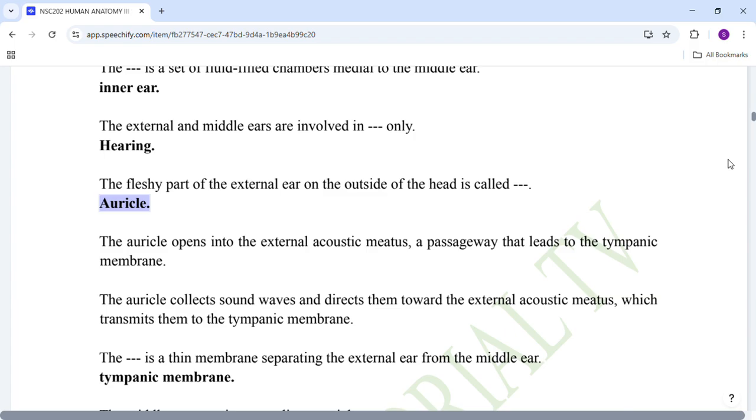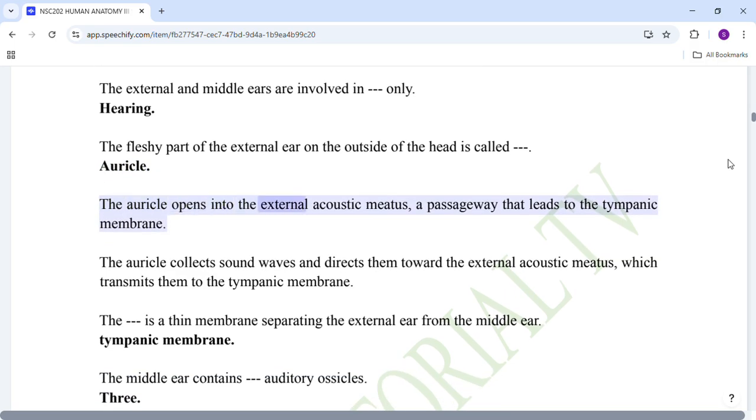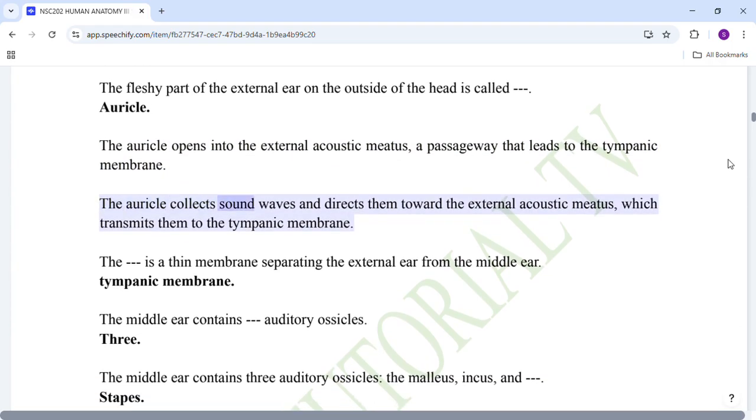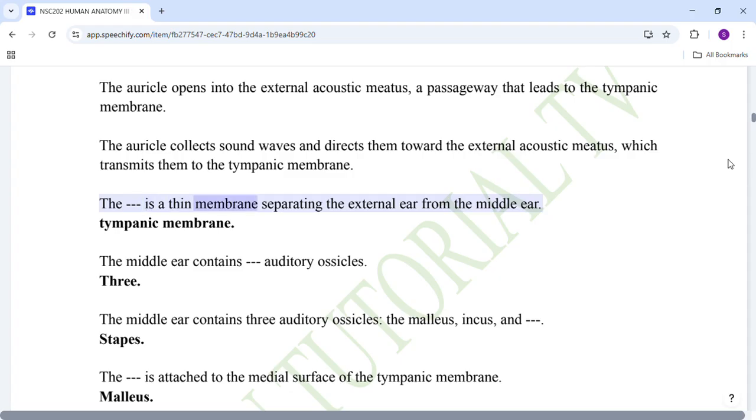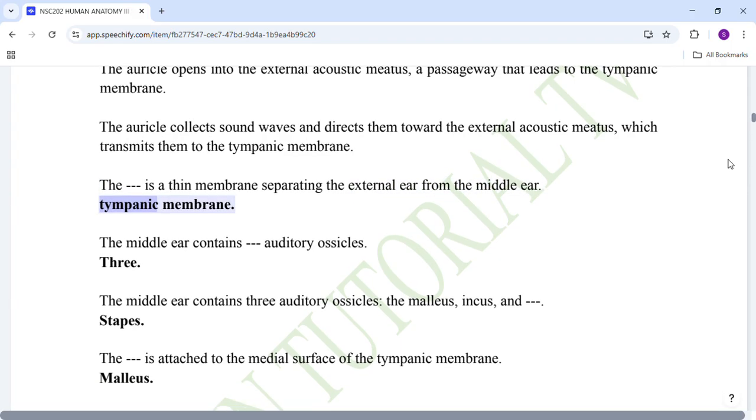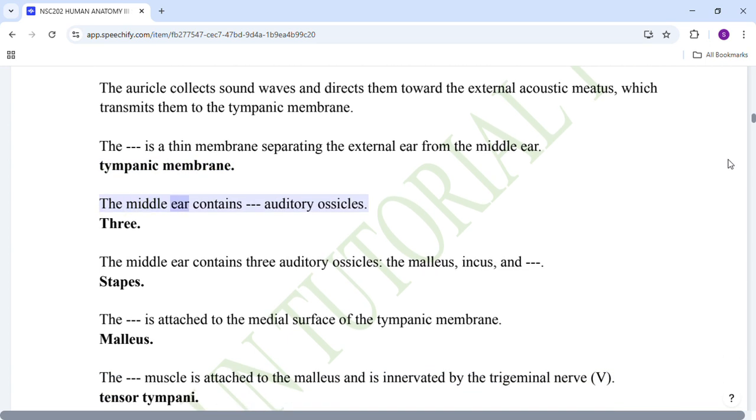The fleshy part of the external ear on the outside of the head is called the auricle. The auricle opens into the external acoustic meatus, a passageway that leads to the tympanic membrane. The auricle collects sound waves and directs them toward the external acoustic meatus, which transmits them to the tympanic membrane. The tympanic membrane is a thin membrane separating the external ear from the middle ear.